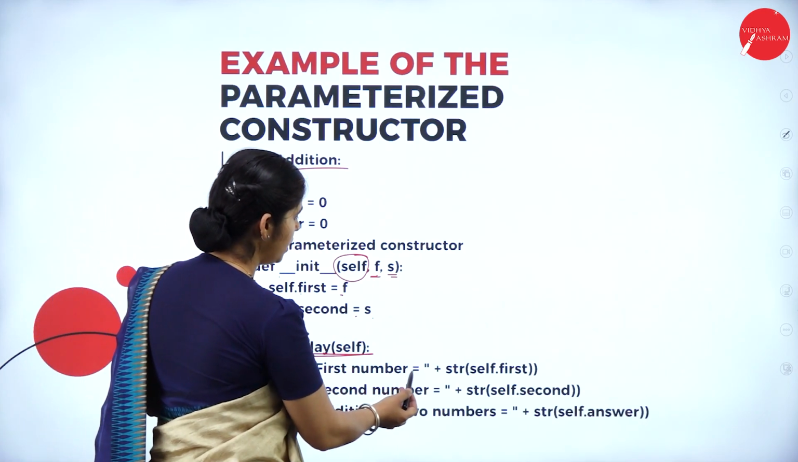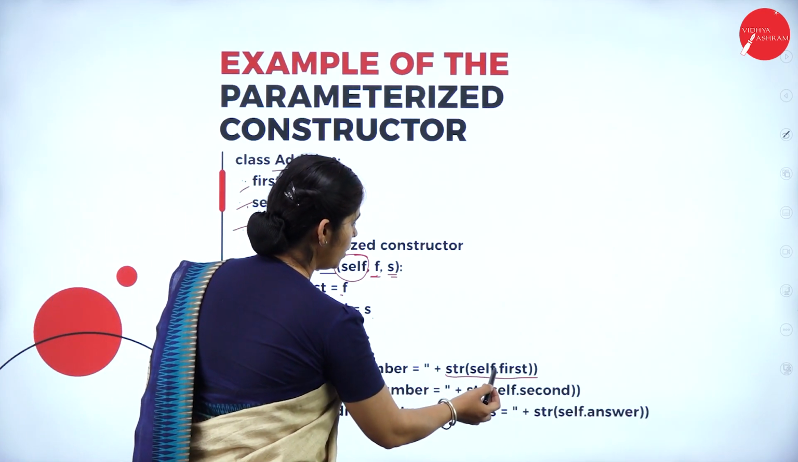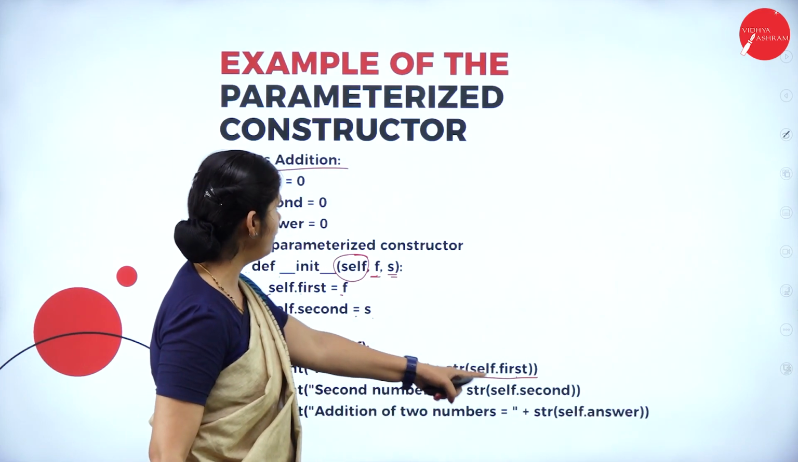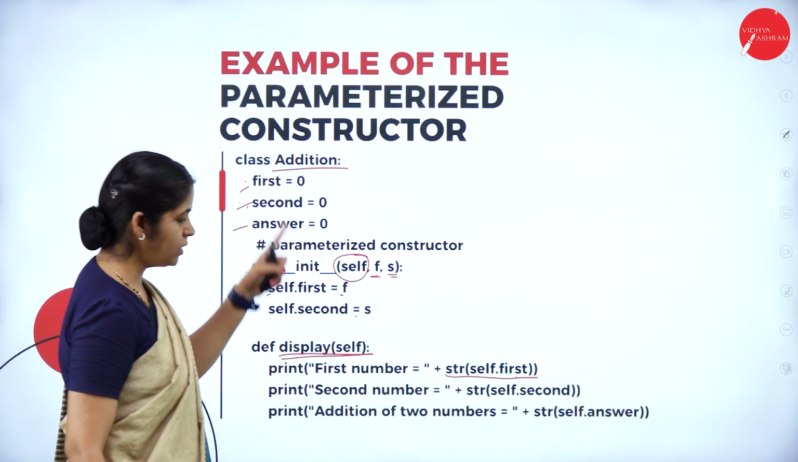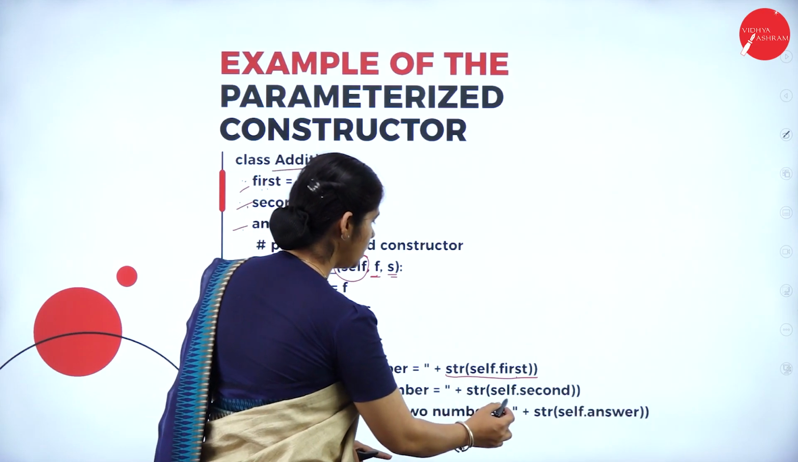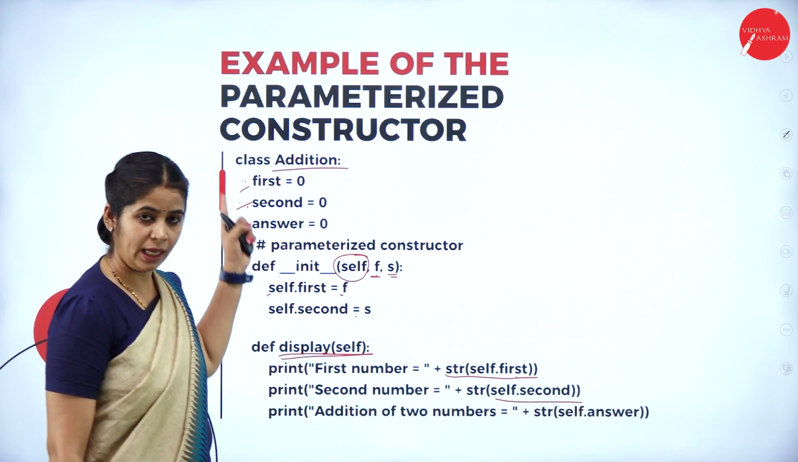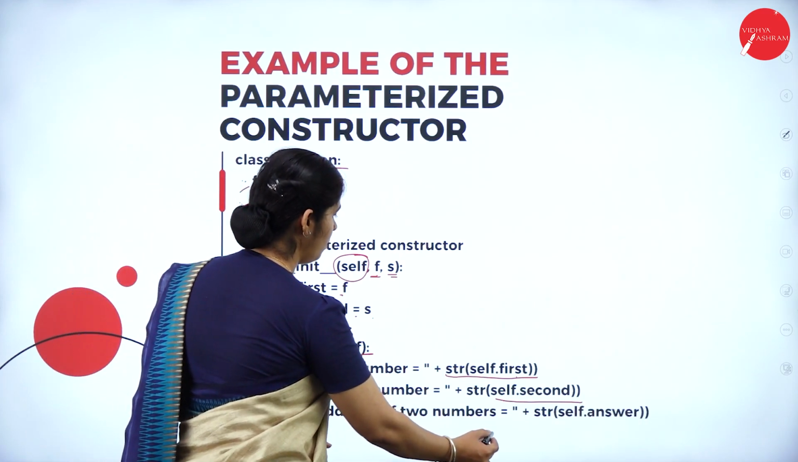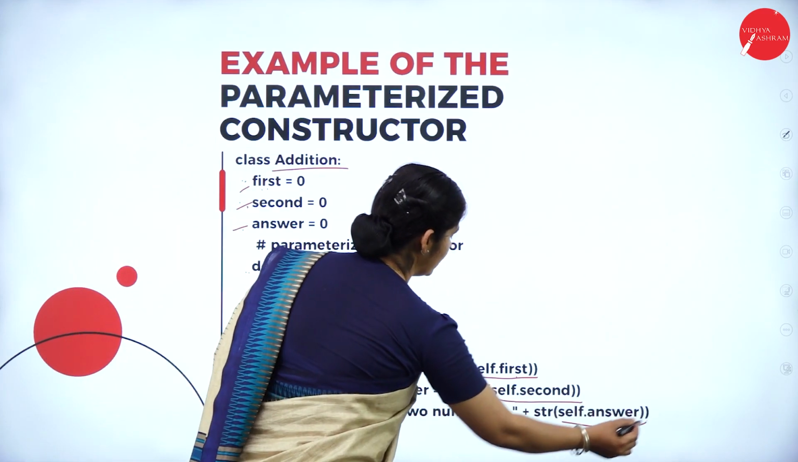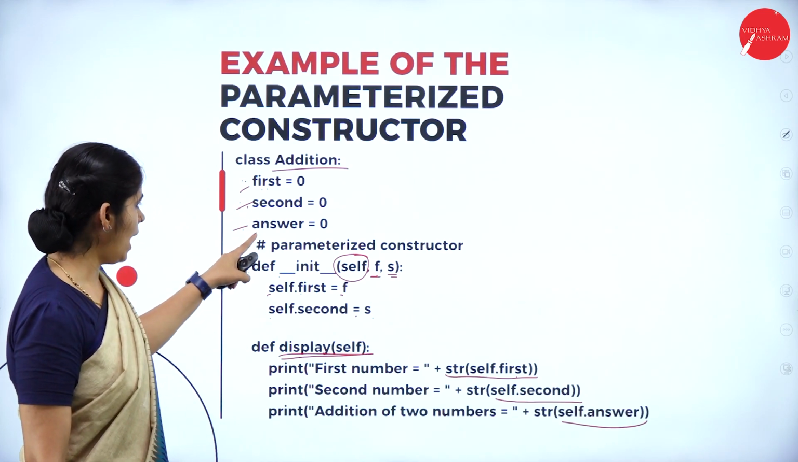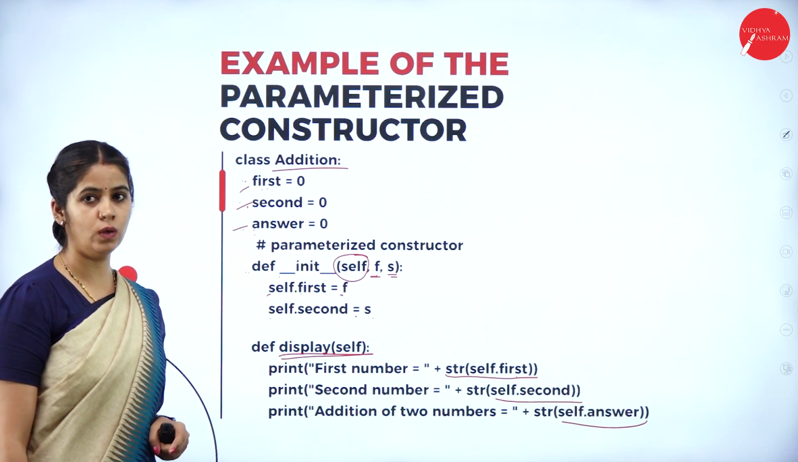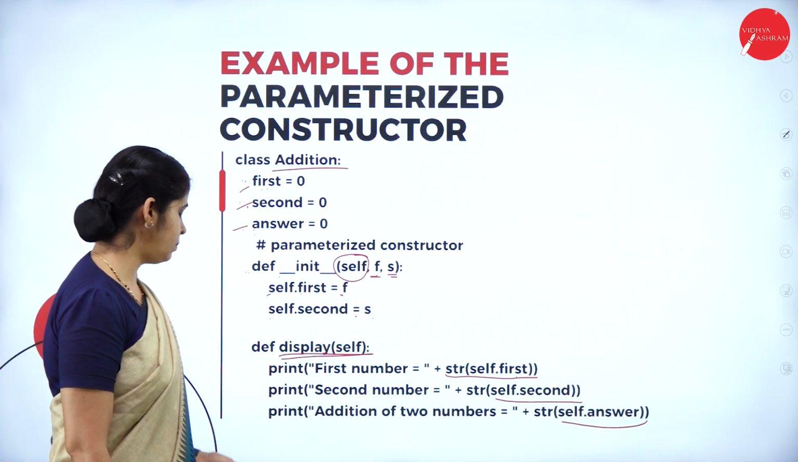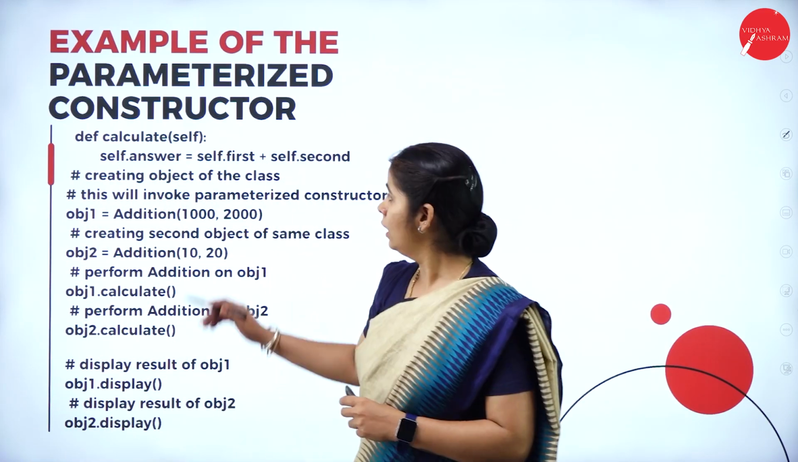Print first number is equal to string dot self dot first. We are accessing the first, and second number is equal to self dot second. We are accessing the second attribute, and addition of two number is equal to the answer, self dot answer. This will be displayed.